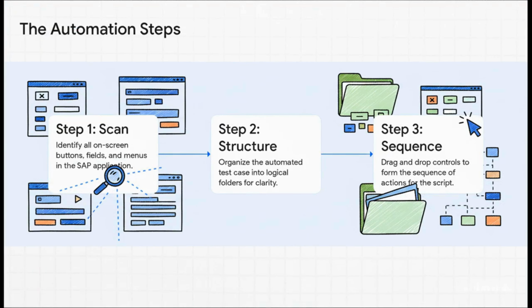And building that blueprint, it happens in 3 key stages. First, the software scans the SAP application, and it identifies every single button, every field, every little thing you can interact with. Second, all those elements get organized into a logical structure, just to keep things tidy. And finally, you arrange those controls in a sequence. It's basically a drag-and-drop process that maps out the exact order of operations.